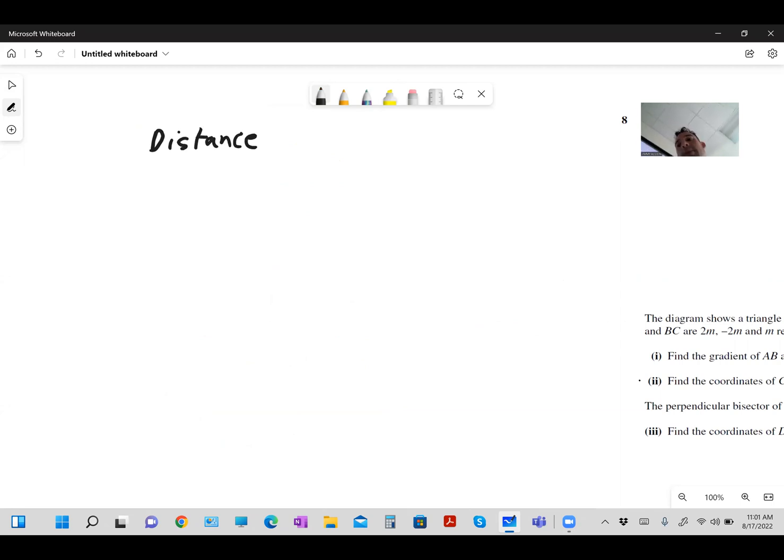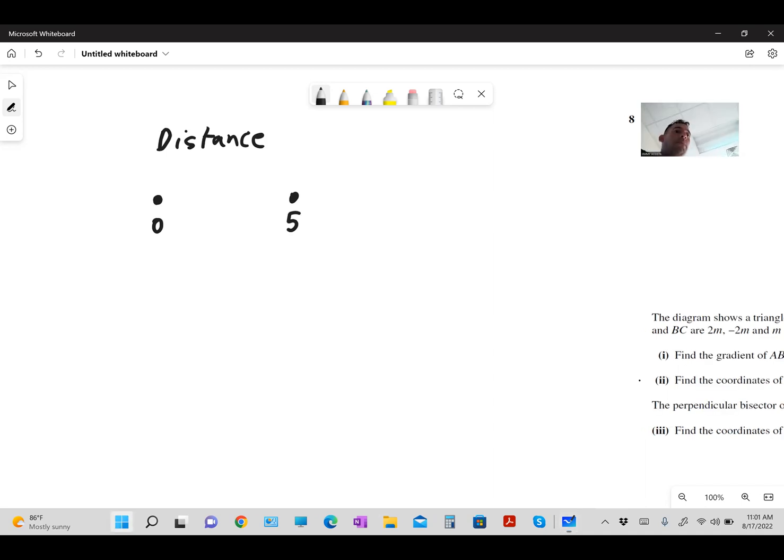Distance. Do you guys intuitively understand the distance of something? How far something is away from you? Okay, so let's begin. Let's say something here is at 0 and something else here is at 5. How far away are they from each other? 5. How do you figure that one out? Can you tell me the math you did? 5 minus 0. Subtract. Does that make sense?